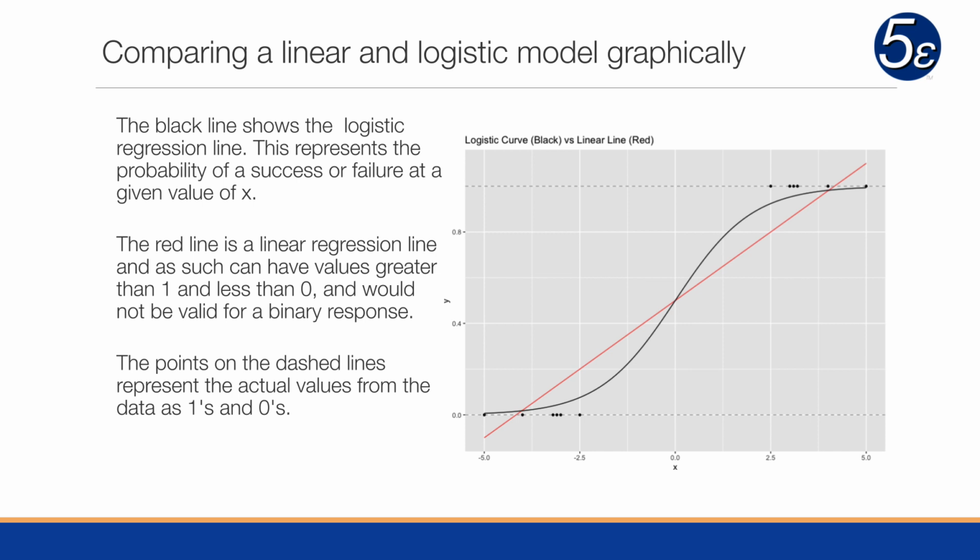Now let's compare a linear line and a logistic model graphically. The black line shows the logistic regression line, and it represents the probability of success or failure for a given value of x. The red line would be a linear regression line, and we could see that in that linear model, we don't have this asymptotic point at the bottom or at the top, that it approaches 0 or approaches 1. The red line would actually go through it. The points on the dashed lines actually represent the actual values from the data as 1s and 0s. And we can see that we shouldn't have anything greater than 1 or less than 0.